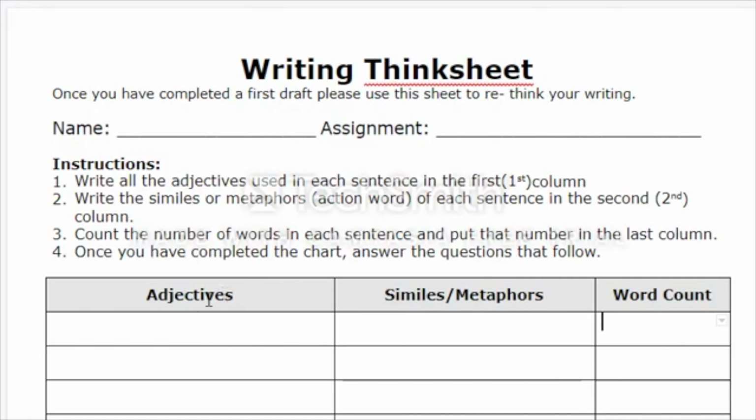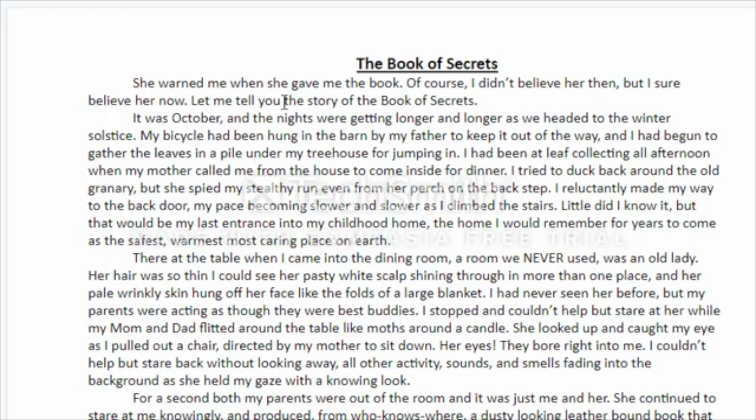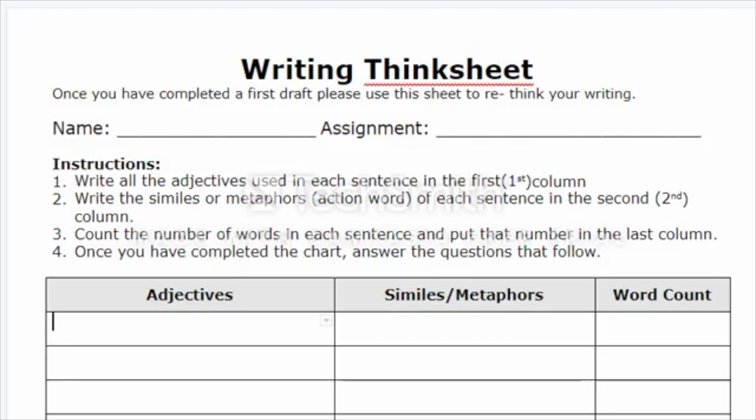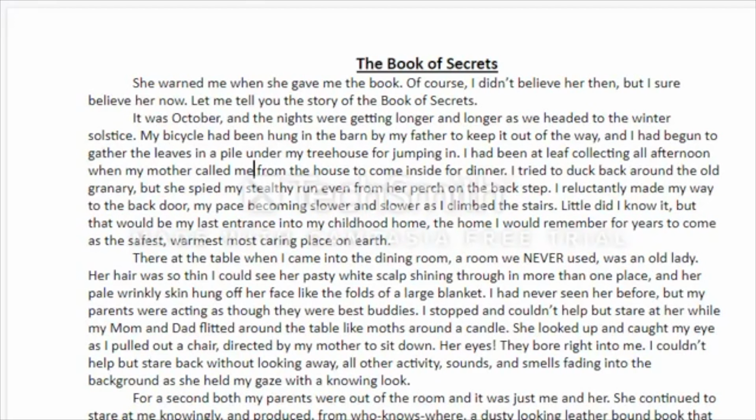So the way we work with this sheet is, we're going to look at our piece of writing and we're going to read as we go, and we're going to take the adjectives for this first column. We're going to take the adjectives and actually write them in this column. You'll notice that I have gone ahead and highlighted some of the adjectives along the way through this little excerpt that I have written. I do that because it would just take too long to read it.